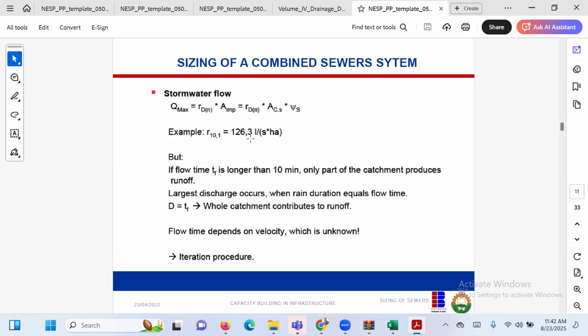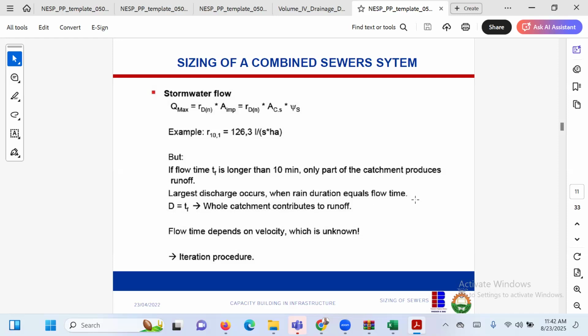So, for example, we have 126.3 liters per second per hectare for a runoff of 10 minutes and 1 year return period. We say that if the flow time is longer than 10 minutes, only part of the catchment produces runoff. The largest discharge occurs when rain duration equals flow time. I'll still explain this later.